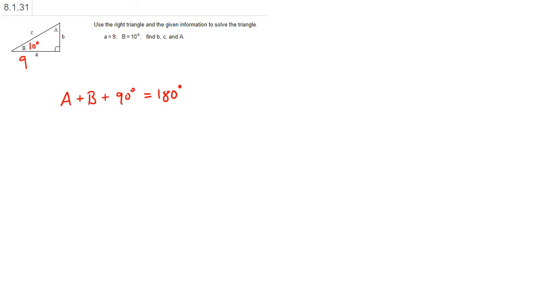But since B was given to us as a degree measurement, we'll keep everything in degrees. And specifically, B was given to us as 10 degrees. So let's plug that in. If I subtract 10 and subtract 90 from both sides, we're going to end up with A is equal to 80 degrees. So there's our missing angle, which I'll put up here. I'll also label it in the triangle in case we need it later on.